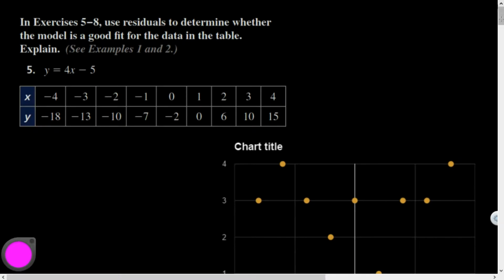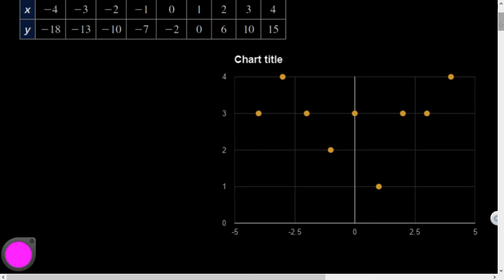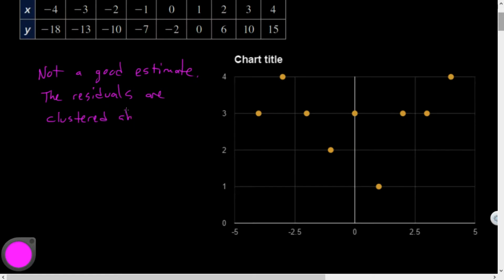And I don't think it looks real good, folks. This isn't good at all, because I'm hoping that my residuals would be above and below the x-axis equally. So this is not a good estimate. All right, for my model function, the residuals are clustered above the x-axis.